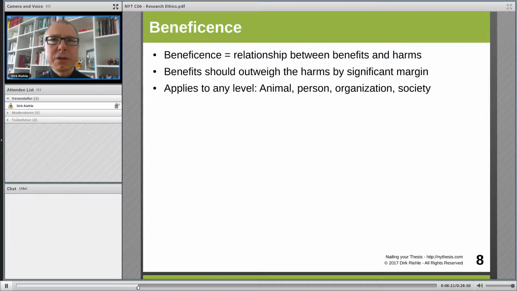Beneficence is related or similar to that, but it's really about the benefits and the harms and weighing those such that the benefits outweigh the harms, again by a significant margin. All of this applies to any potential level of application of the research, whether it's animals, human subjects, organizations, or even society as a whole.